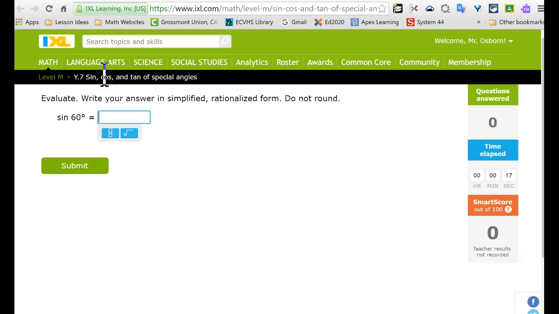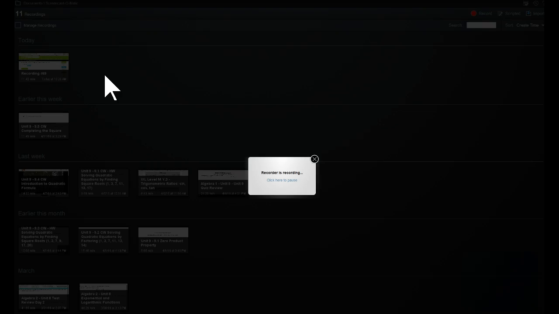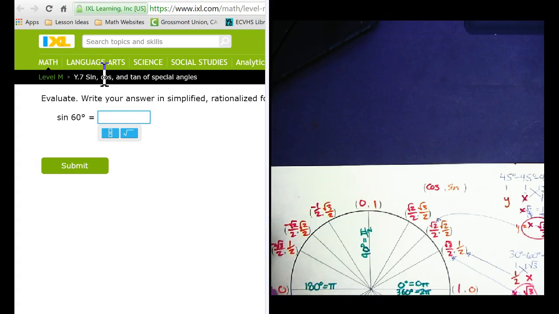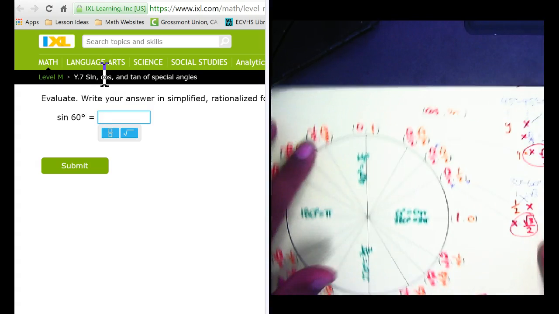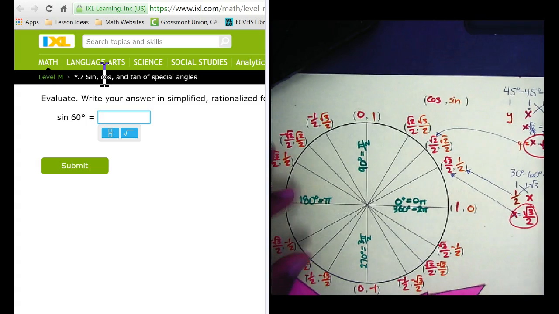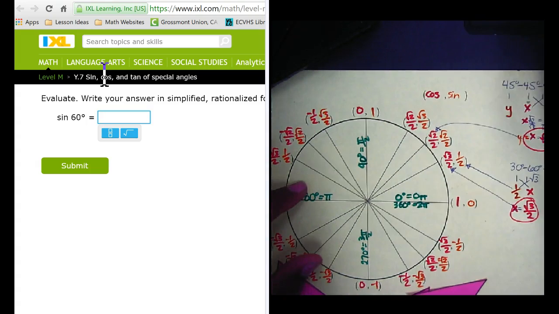Hey guys, I wanted to go over how to do the IXL assignment level M Y7. So go ahead and get out your notes, the ones that we did earlier today. These ones here, the unit circle, and that's what you'll use to follow along. So let's take a look at this first problem.